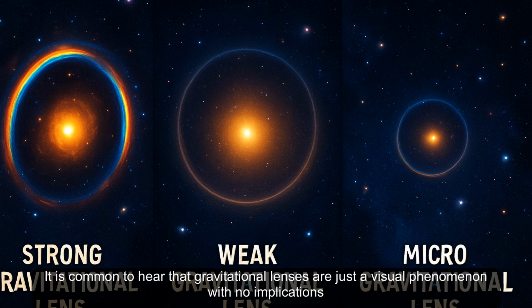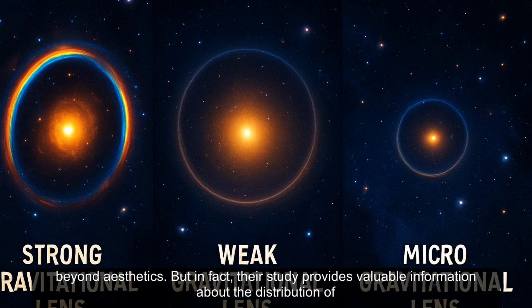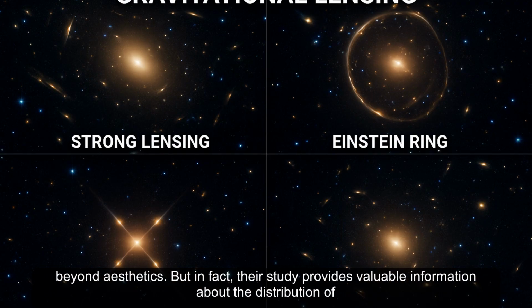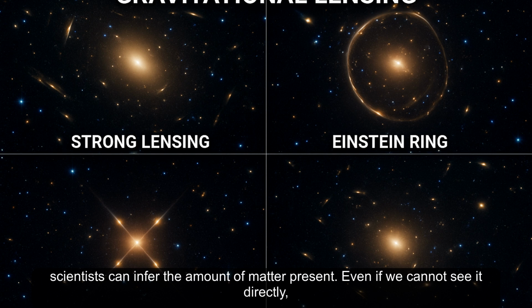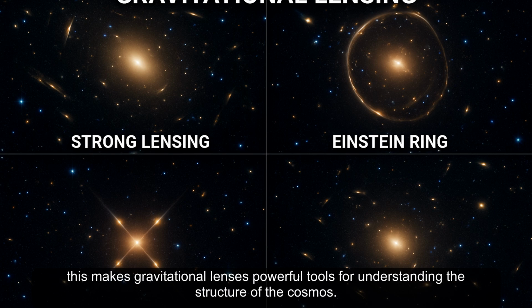It is common to hear that gravitational lenses are just a visual phenomenon with no implications beyond aesthetics. But in fact, their study provides valuable information about the distribution of matter in the universe, including dark matter. By analyzing how light curves around these lenses, scientists can infer the amount of matter present, even if we cannot see it directly. This makes gravitational lenses powerful tools for understanding the structure of the cosmos.